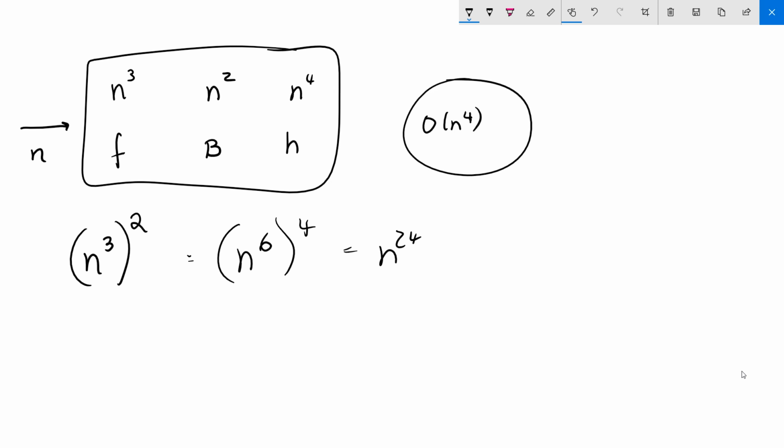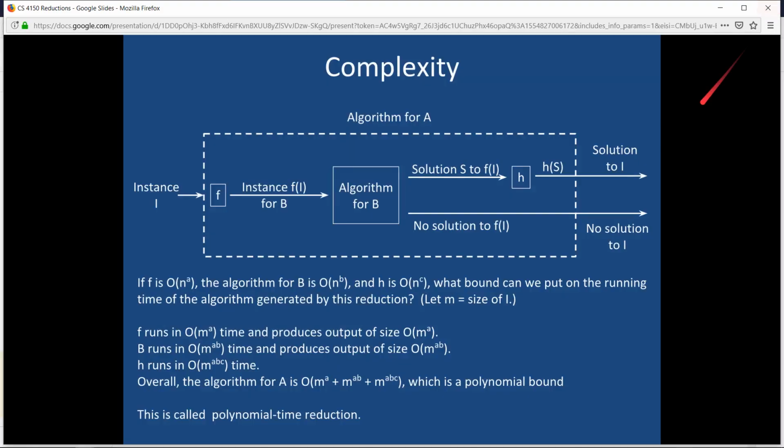It's still polynomially large. So the point is, if F, B, and H are all polynomial time algorithms, their composition will be polynomial time. But instead of being n to the 4th, like we originally supposed, it could be as bad as n to the 24th. It can't be exponential. If you compose polynomial time algorithms, you're going to get a polynomial time algorithm out. And that's all we care about. And this just says that in symbols.